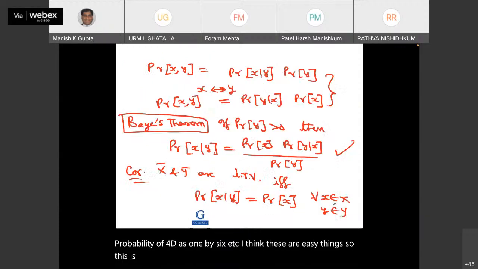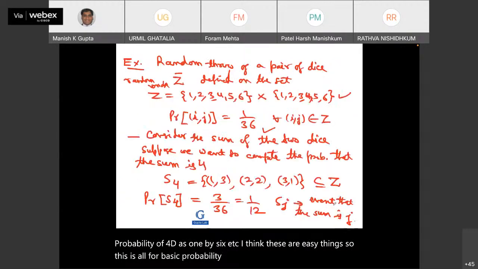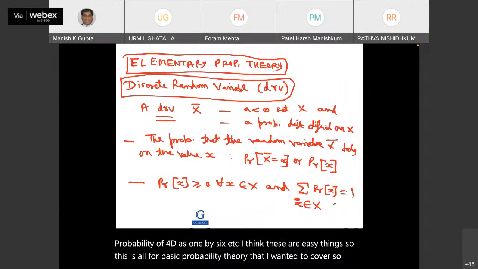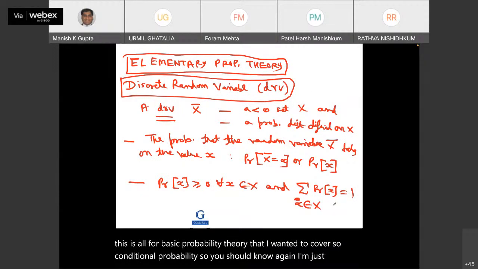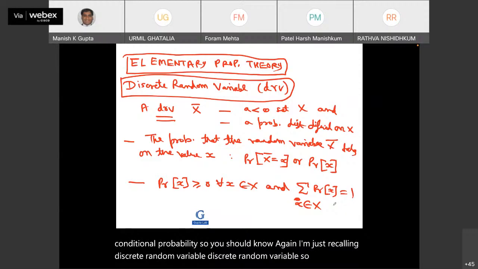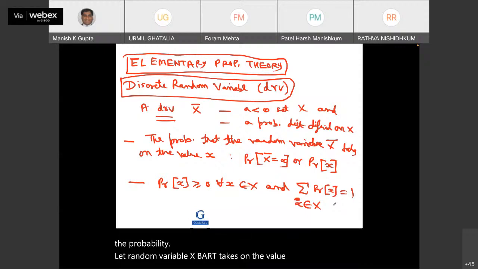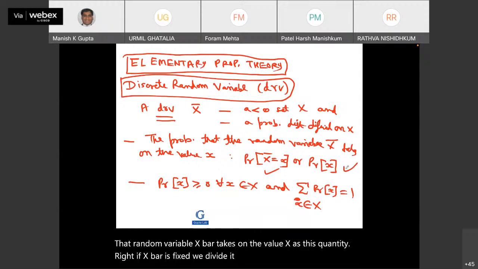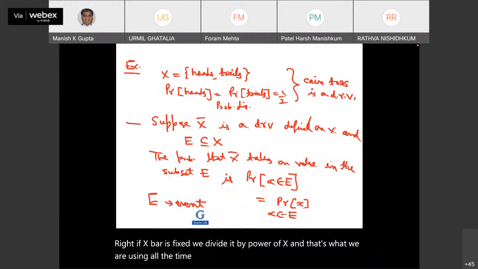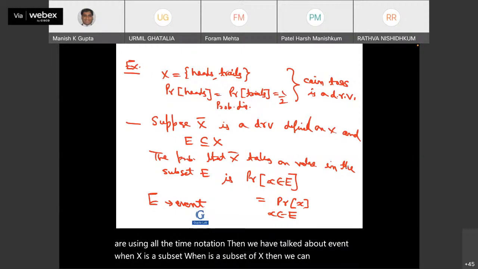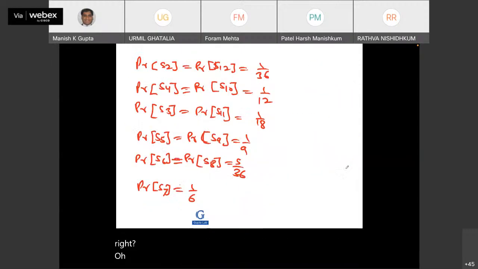This is all for basic probability theory that I wanted to cover. So, recalling, a discrete random variable X consists of a finite set X and a probability distribution defined on X. Then we can define the probability that random variable X takes on the value x as this quantity. If X is fixed, we denote it by Pr(x), and that's the notation we are using all the time. Then we talked about events, when E is a subset of X, then we can define an event. Then I gave you an example.